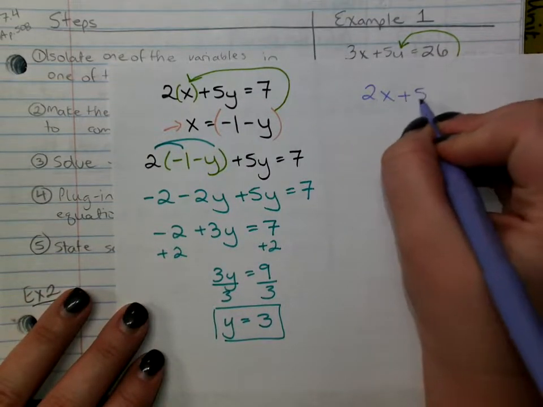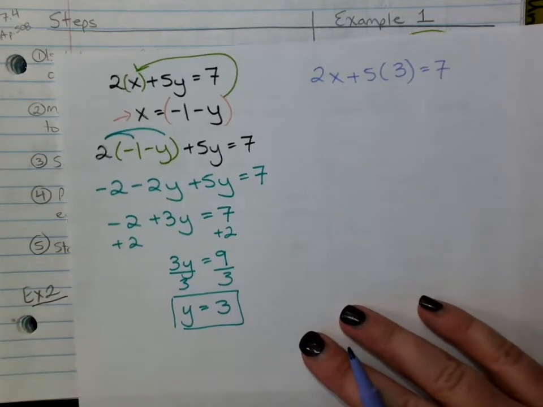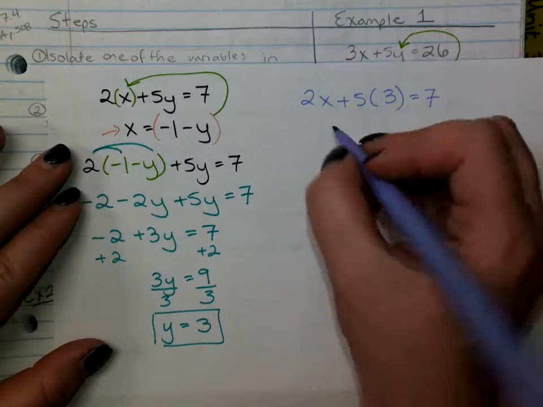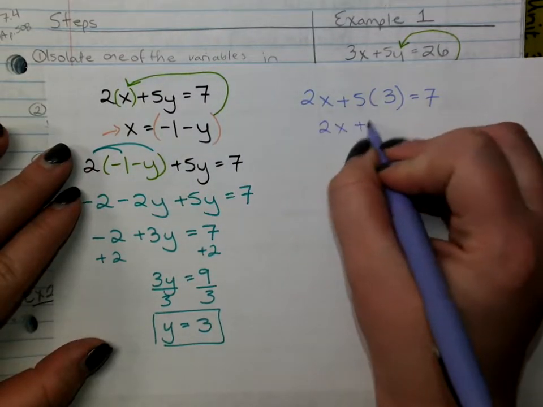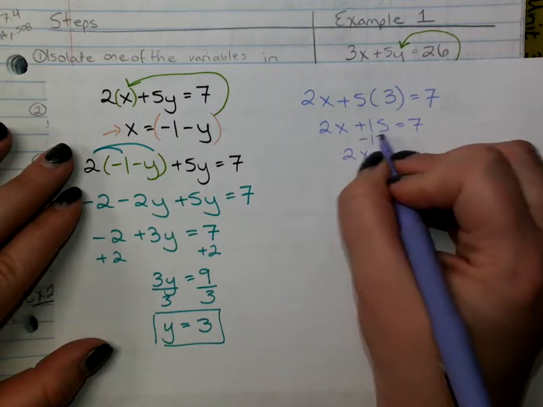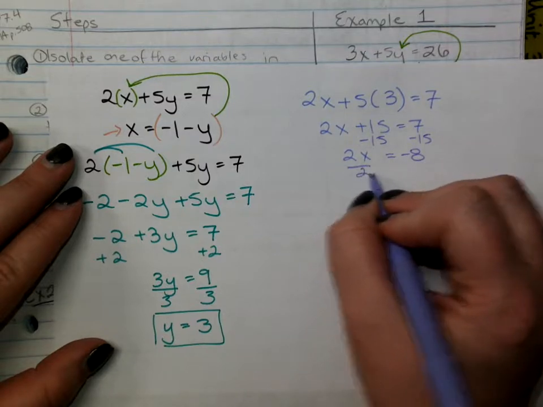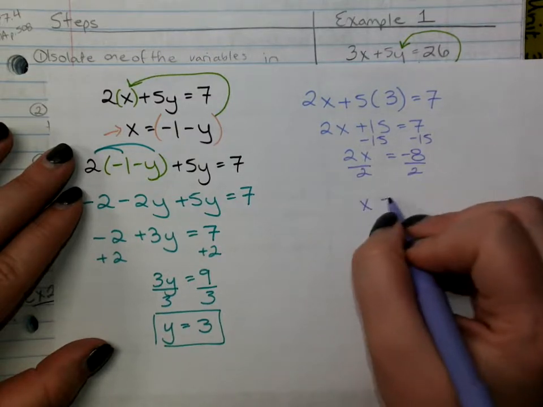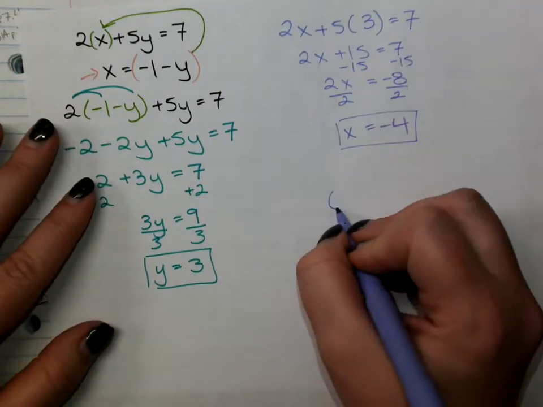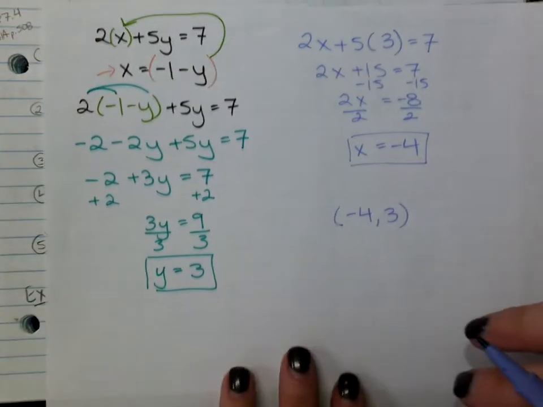2x plus 5 times 3 equals 7. Again, that's because I don't want to deal with the -1 minus y. But either way will give you the same answer. So 2x plus 15 equals 7. 2x, you subtract 15, equals -8. Divide both sides by 2. And x equals -4. And we're going to state it as an ordered pair, -4, 3.